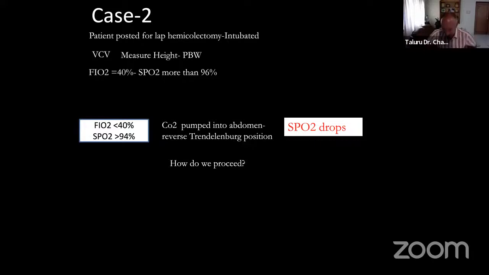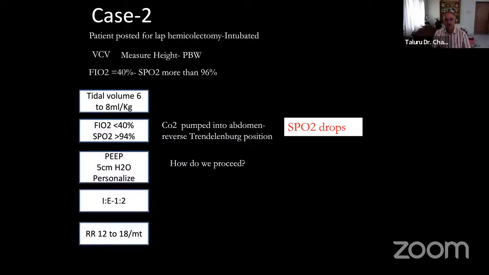See, my PIP was, say, around 16. I should have checked what? When my PIP is itself 16, my plateau pressure will obviously be less than that. So, plateau pressure and with the inspiratory hold, I would have checked my driving pressures. So these are my settings.